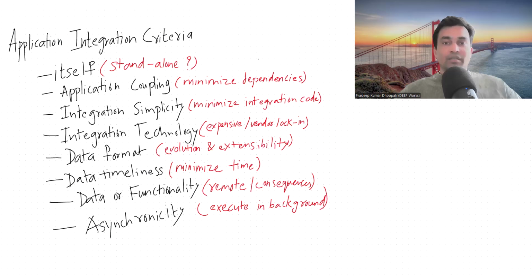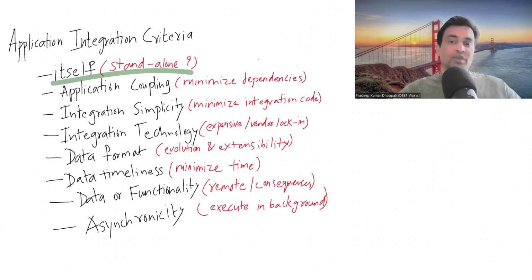But like any complex technological effort, application integration involves a range of considerations and consequences that should be taken into account for any integration opportunity. So what are the application integration criteria? The first criterion is application integration itself. If you can develop a single standalone application which doesn't need to collaborate with any other applications, then you can avoid the whole integration issue entirely.